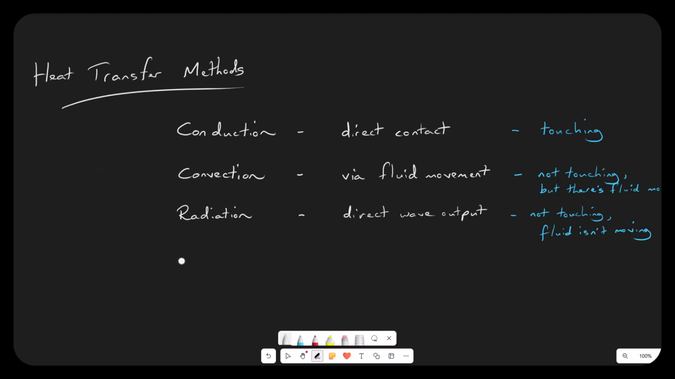which I guess is one other thing to really mention with these. None of these have to happen in isolation. So if you've got convection, that doesn't mean you don't also have radiation, or it doesn't mean you can't also have conduction, I suppose. But these are our three primary methods of heat transfer.